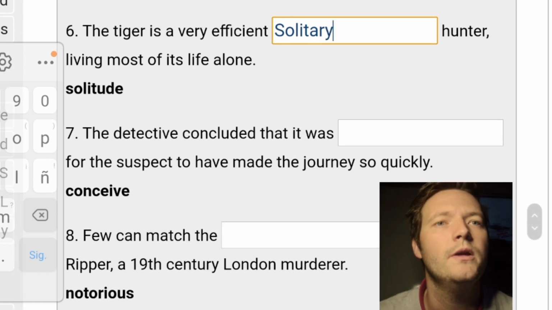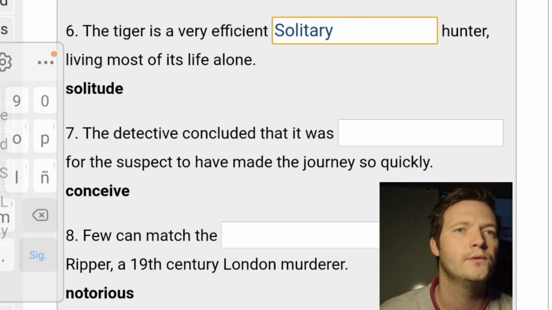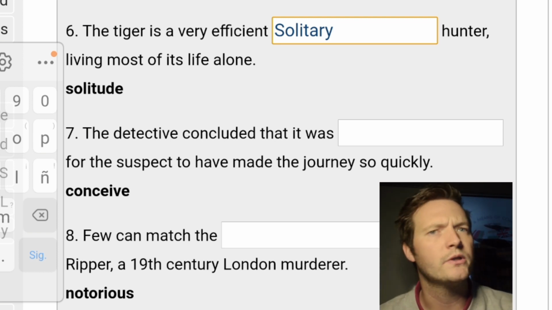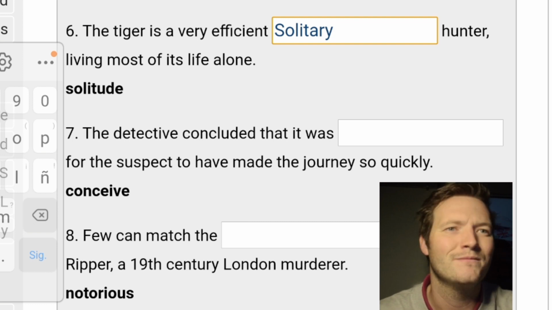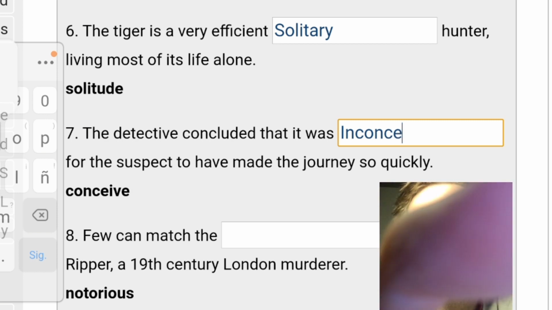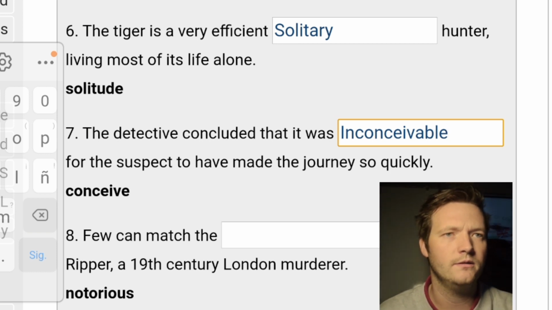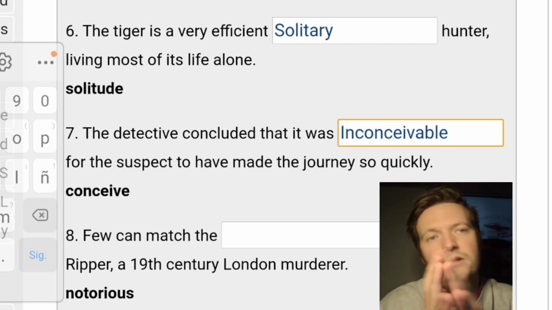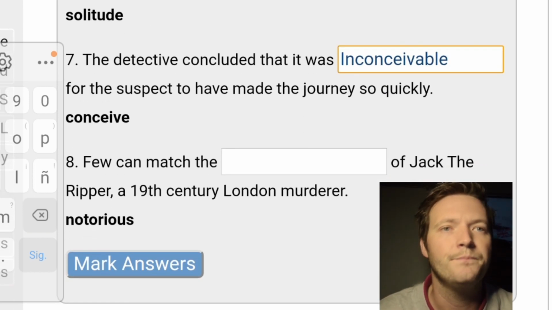The detective concluded that it was inconceivable for the suspect to have made the journey so quickly. It was impossible. It didn't make sense. It was not believable, I guess. Inconceivable, I guess. Without the context, I'm guessing that the detective said that it's not possible. It's inconceivable that the suspect could have made the journey so quickly.